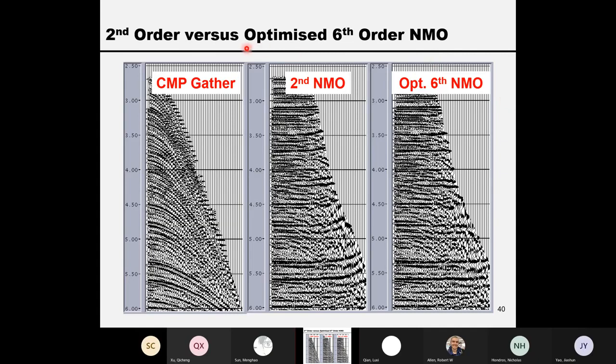I put one thing here called optimized sixth order. It really means this is not derived based on the interval velocity calculated from second order or fourth order. This means we assume we have C1 for the second order, C2 for the fourth order, C3 for the sixth order. And then, just like inversion, we try to best fit your data to derive your C1, C2, C3, the coefficients for the different terms in your Taylor expansion.